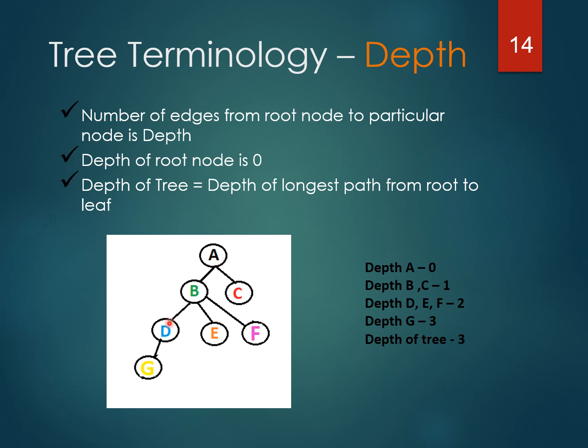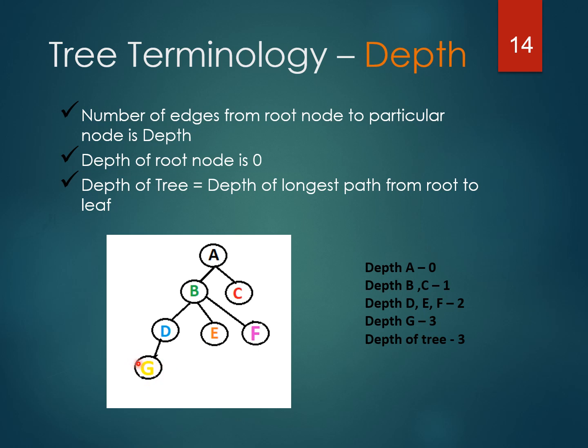So depth of D is 2. Similarly, depth of E and F is 2 because from A, which is the root node, we have to calculate how many edges are connecting to E or F. So 1, 2, 1, 2. So the depth of D, E, F is 2.